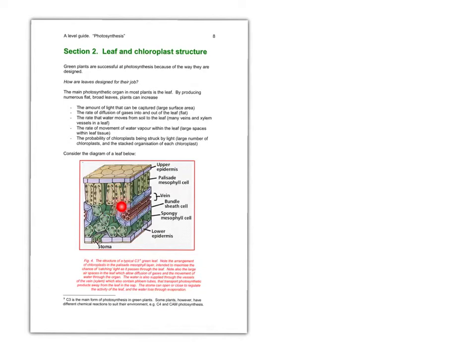You'll also notice that the chloroplasts are layered one on top of the other. So when a beam of light comes flying into the leaf, there's a high degree of probability that this photon is going to come into contact with a chloroplast. And that's what you want if you want to do photosynthesis.